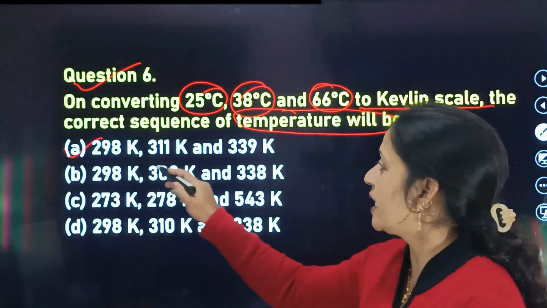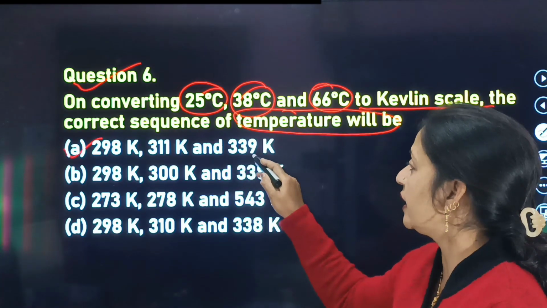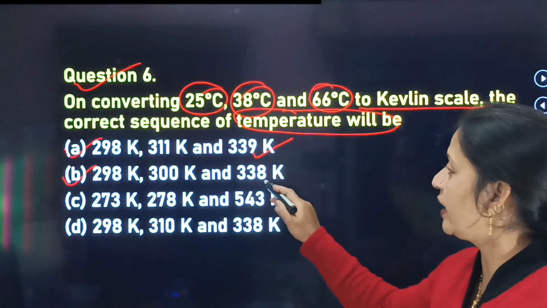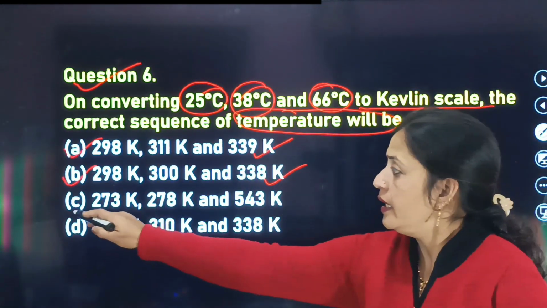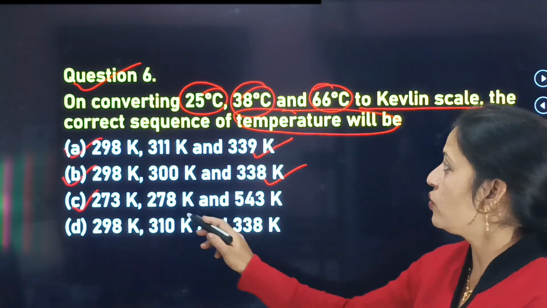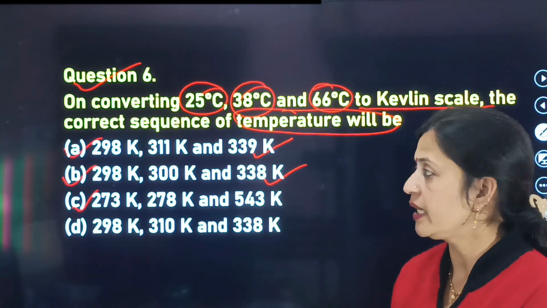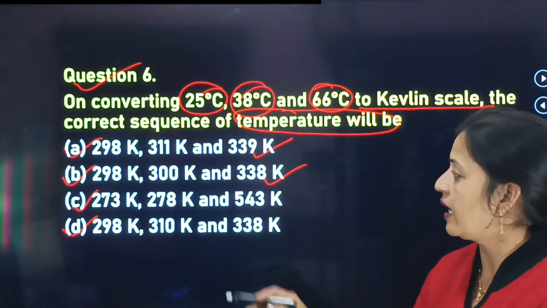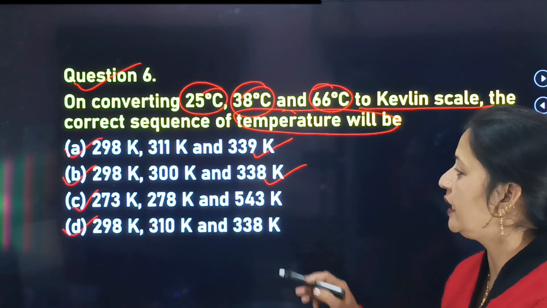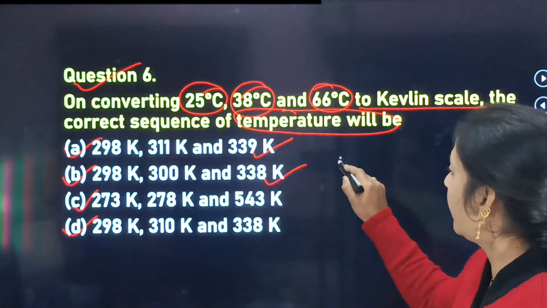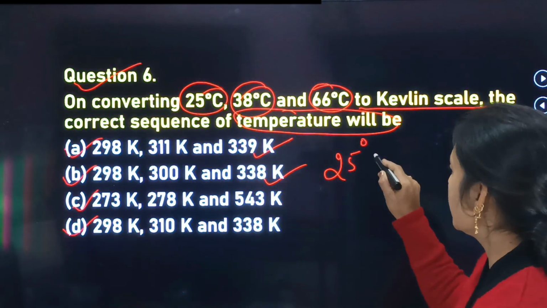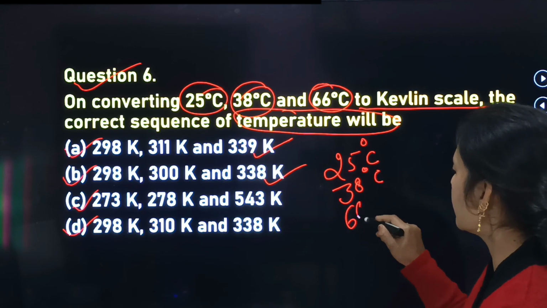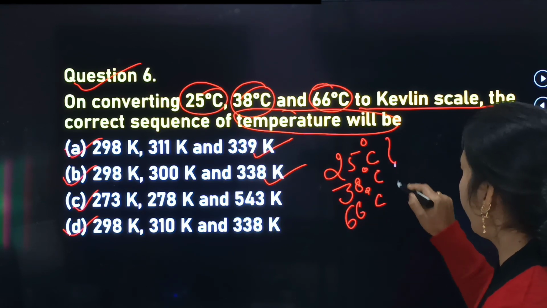Options are 298 Kelvin, 300 Kelvin and 339 Kelvin. Second option is 298 Kelvin, 300 Kelvin and 338 Kelvin. Third is 273 Kelvin, 278 Kelvin and 543 Kelvin. And last option is 298 Kelvin, 310 Kelvin and 338 Kelvin, on converting 25 degrees Celsius, 38 degrees Celsius and 66 degrees Celsius to Kelvin scale.